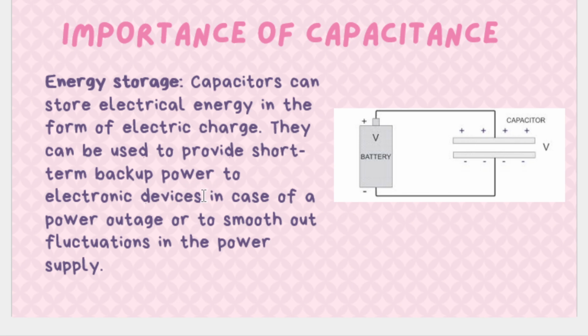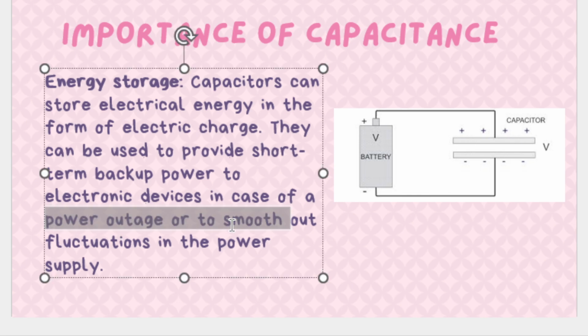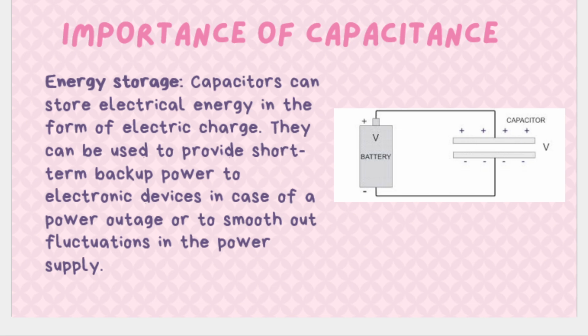So in case of power outages or fluctuations in power, because as we know, not all the time our electricity is smooth. Sometimes our light suddenly blinks, and that is because of the fluctuations in our power supply.